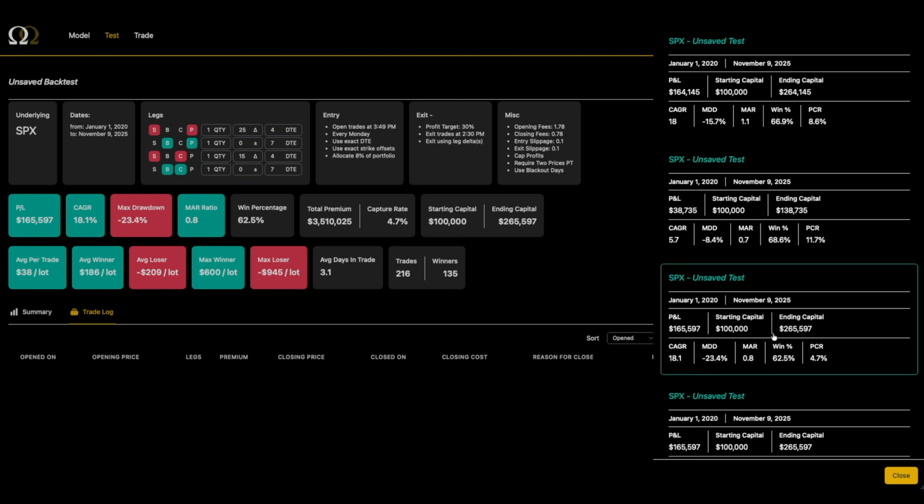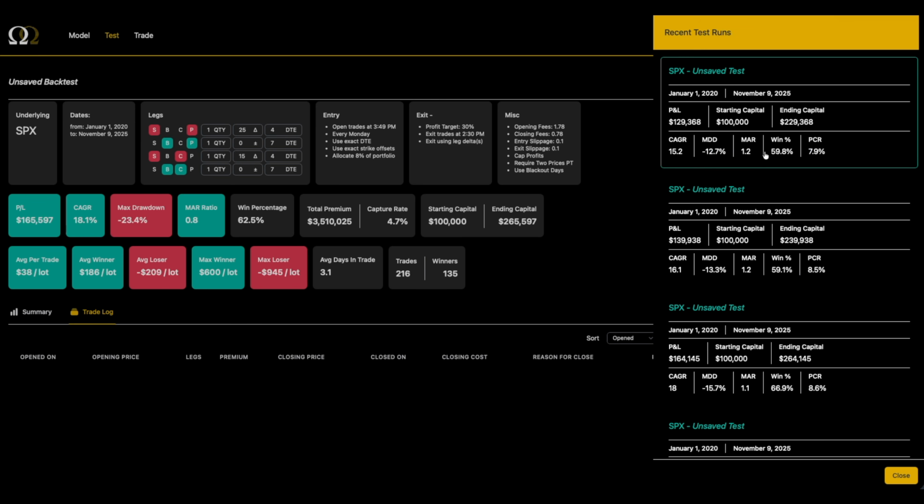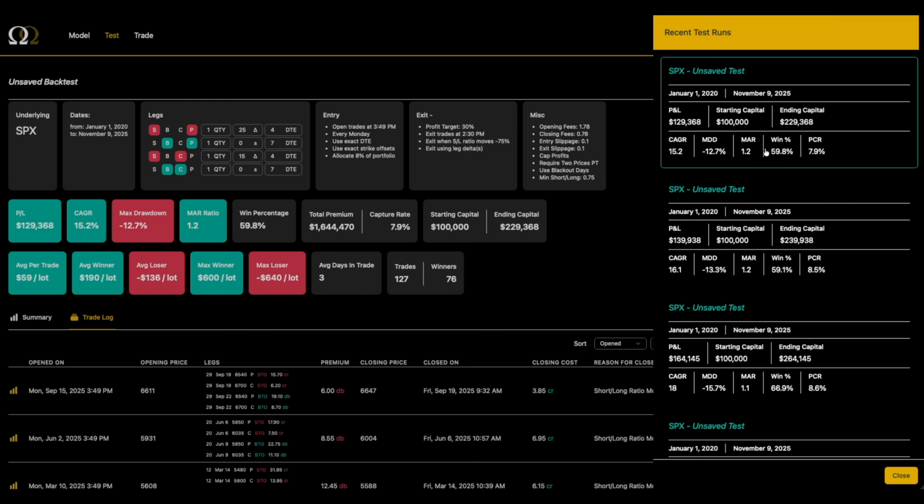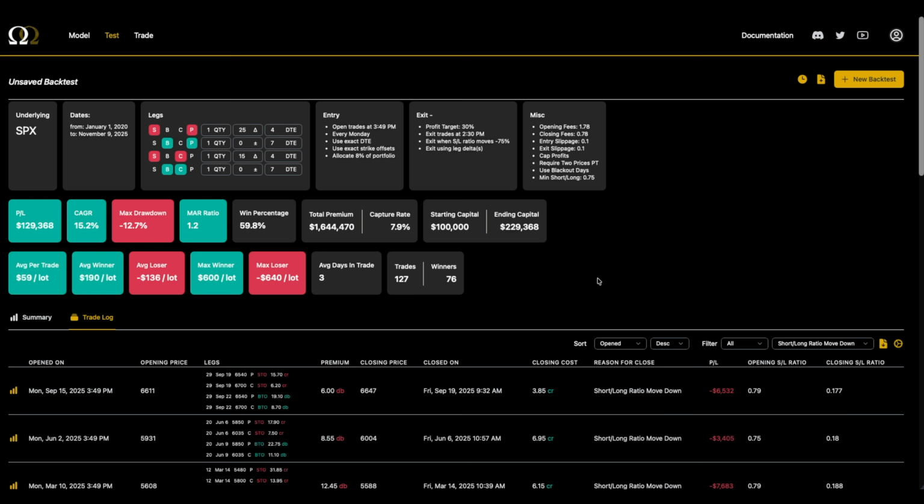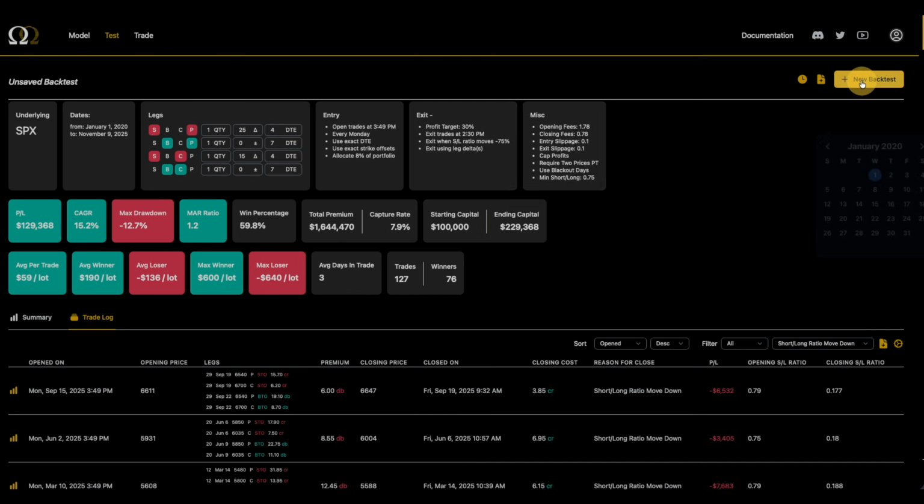Here is the initial one right here. And we were at a 4.7 capture rate. And this one we just did is a 7.9 capture rate. Man, that is a nice jump in capture rate, a nice jump in MAR. You're not trading as much, so your setups are going to be a little higher probability.